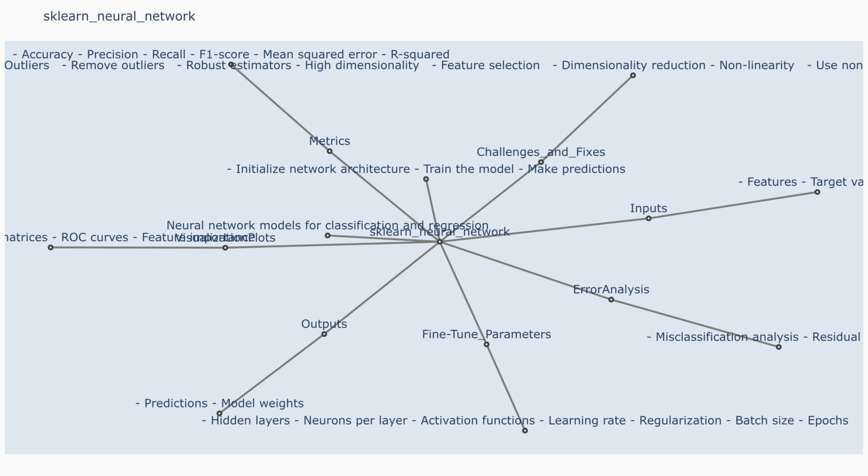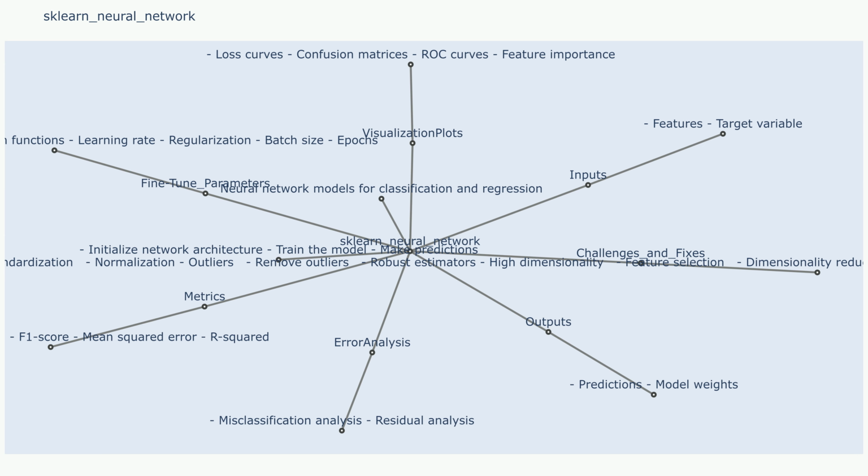sklearn Neural Network. Description: the Neural Network module in scikit-learn provides a set of tools for building and using feed-forward neural networks for classification and regression tasks. It offers implementations of the multi-layer perceptron (MLP) with different activation functions and optimization algorithms.